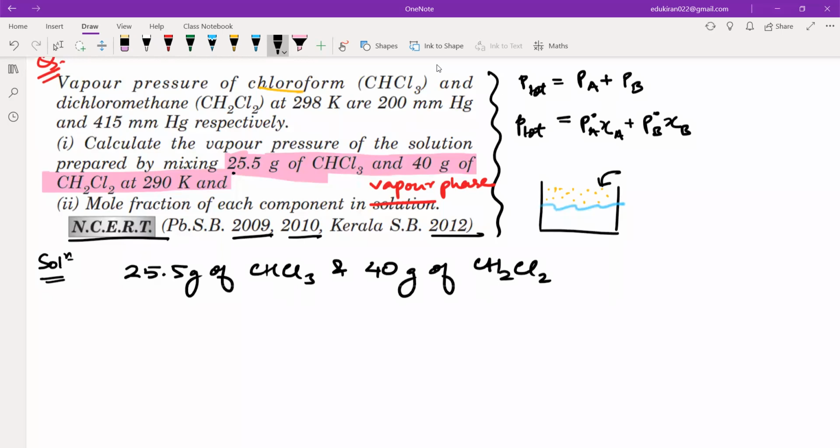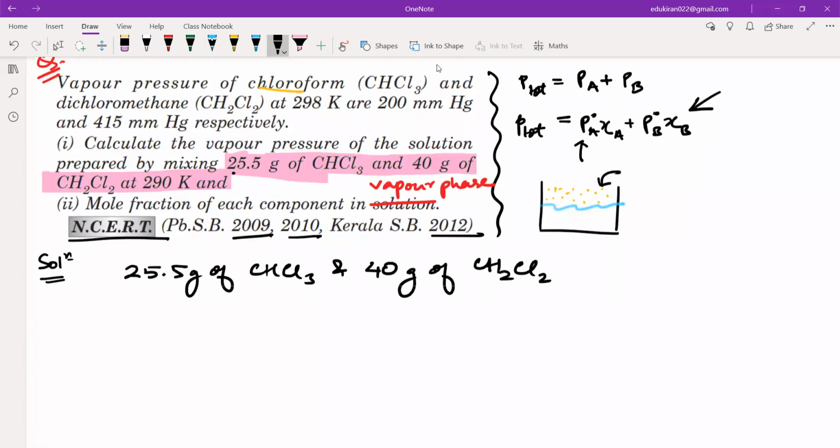The vapor pressure of the solution means the vapor pressure due to the solution, and for that we need Raoult's law. P total is equal to P naught A chi A plus P naught B chi B. So what is P naught A? What does it denote? It is the vapor pressure of pure component. Vapor pressure of pure A, vapor pressure of pure B, right?